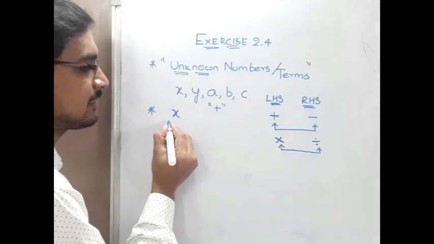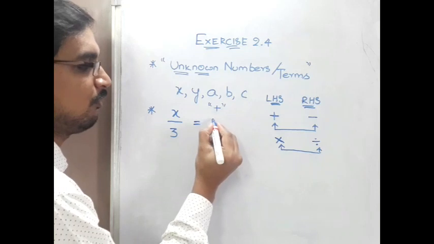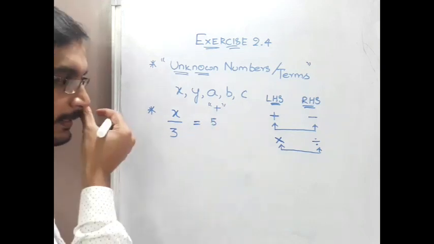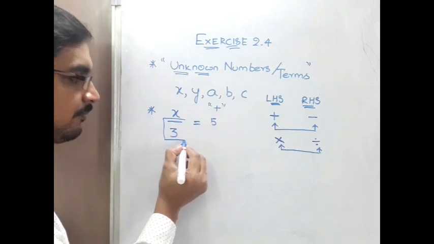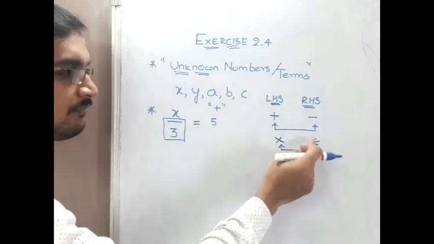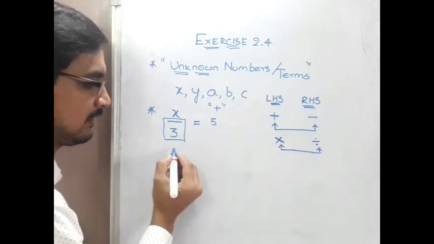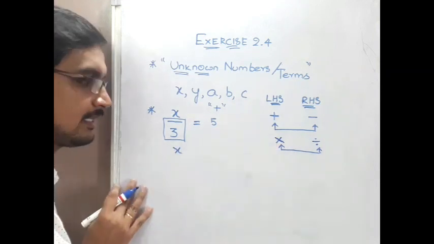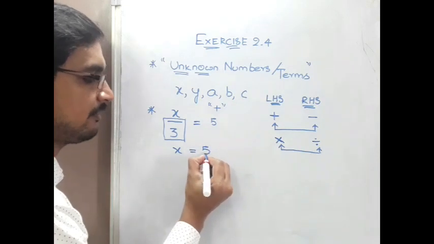So x divided by 3 is equal to 5, for example. Now look, this 3 is under division. So division, when we bring to the other side, it should become multiplication. So x, you should not touch it. X will be as it is. X is equal to 5.